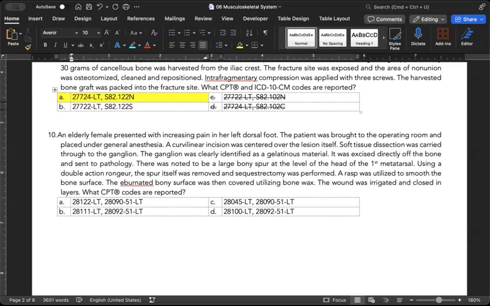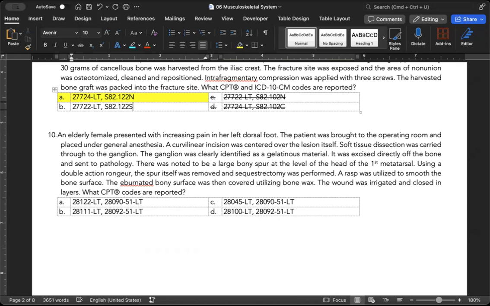Let's do number 10. An elderly female presented with increasing pain in her left dorsal foot. The patient was brought to the operating room and placed under general anesthesia. The curvilinear incision was centered over the lesion itself. Soft tissue dissection was carried through the ganglion, and the ganglion was clearly identified as a gelatinous material. It was excised directly off the bone and sent to pathology, and there was noted to be a large bony spur at the level of the head of the first metatarsal.